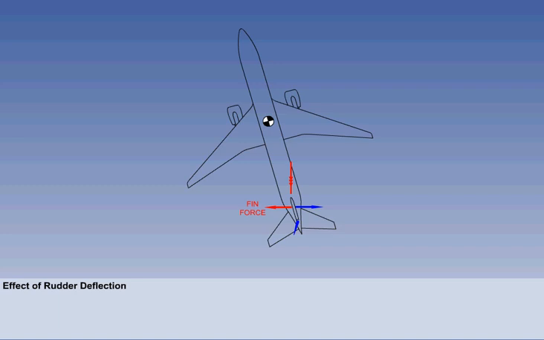When the fin force equals the rudder force, the aircraft will stop yawing about the normal axis, and a steady side slip angle will exist. The aircraft is not turning, it is side slipping, in this case, to the right.